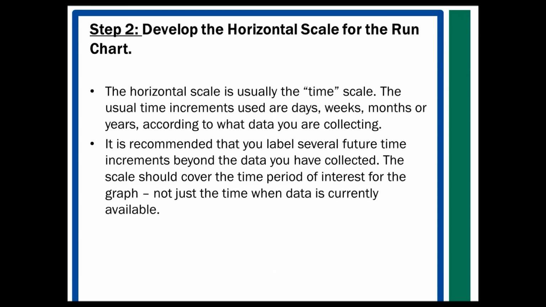Oh, hi, Josephine. So step 2 with making a run chart: develop your horizontal axis on your scale, and that's usually your time scale. It can be, and most commonly is, done in days, weeks, months, or years, but it depends on what you're collecting. There could be other increments that you would use. It's recommended that you label several future time increments beyond the data you're collecting.